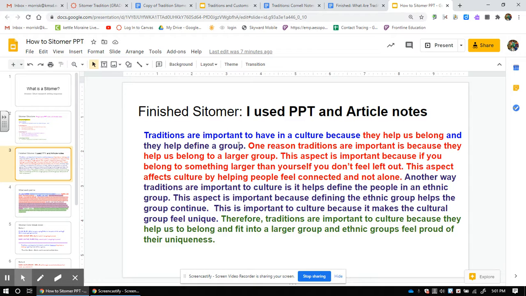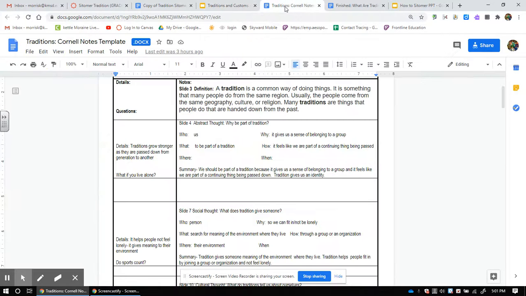Now, I'll tell you more in a second on why they're different colors. Let's get to this red part, because the red part, as you can see right here, is the evidence supporting this piece right here. More on what that means. One reason traditions are important is because they help us belong in a larger group. This aspect is important because if you belong to something larger than yourself, you don't feel left out. This aspect affects culture by helping people feel connected and not alone. Well, once again, that comes from my notes right here from slide 4, from my PowerPoint notes.